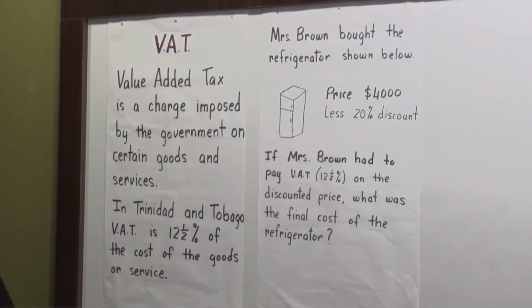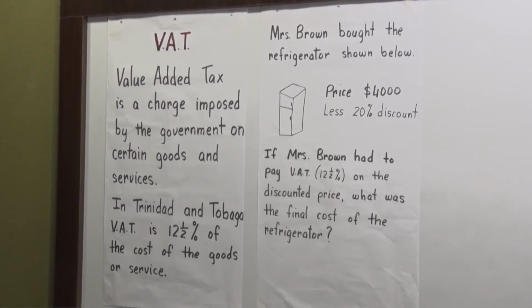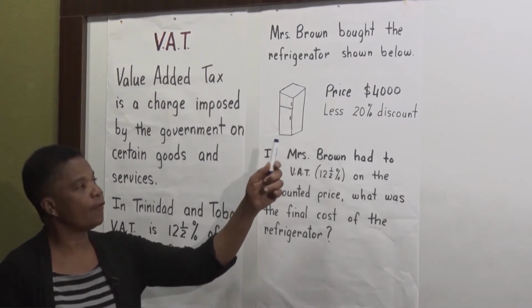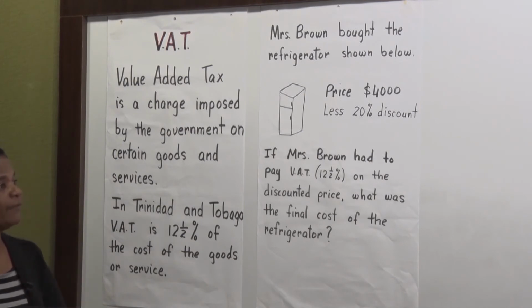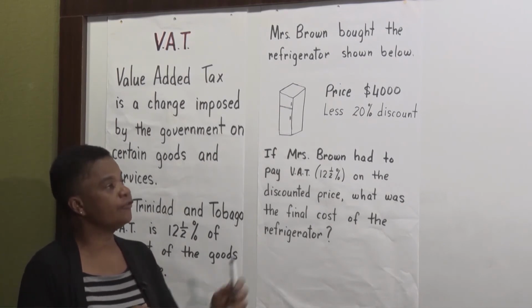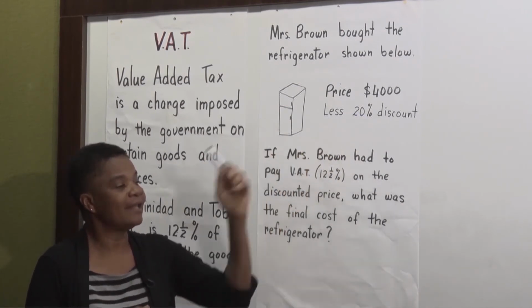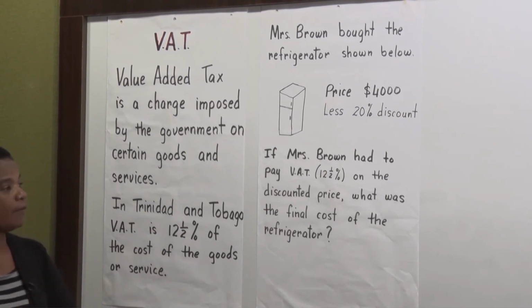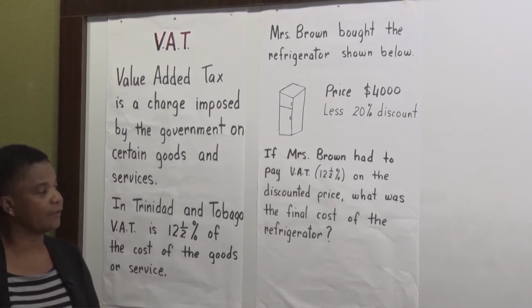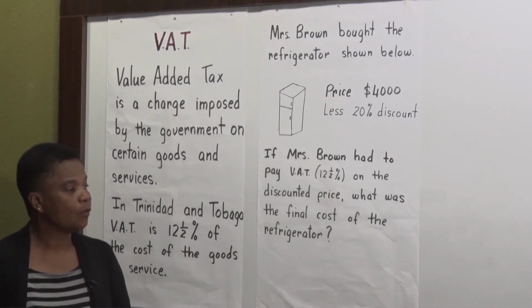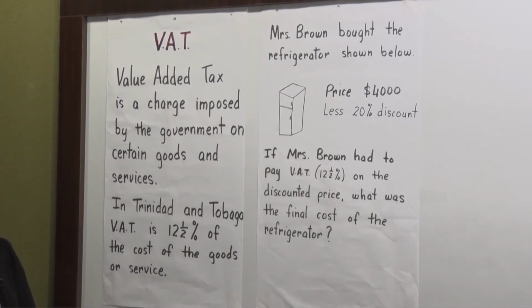And our final question. This question, we're going to incorporate discount with our VAT. Let's go. Mrs. Brown bought the refrigerator shown below. The price of the refrigerator is $4,000, and there's a 20% discount. Remember from our previous lesson, a discount means you are going to pay 20% less. If Mrs. Brown had to pay VAT of 12.5% on the discounted price, what was the final cost of the refrigerator? Some key points to remember here.